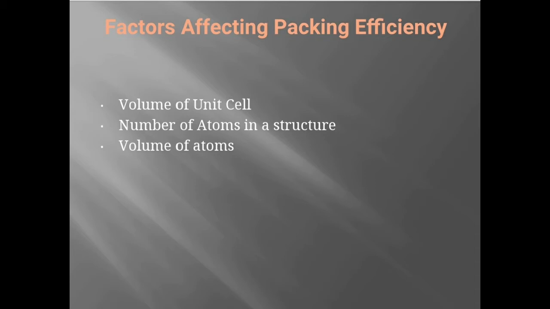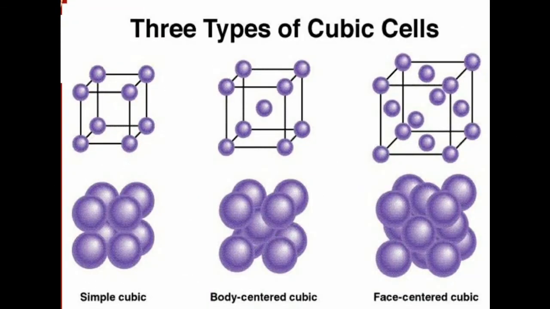Next one is, what are the factors affecting packing efficiency? You have to note this down because this is not given in your textbook. So I have referred to some of the ICSE books. You can just download this and make a note of it, because for your competitive exams it will be helpful for you. Factors affecting packing efficiency: it can be affected by the volume of the unit cell, the number of atoms in a structure, and the volume of the atoms also. All these three are the main factors which affect the packing efficiency.